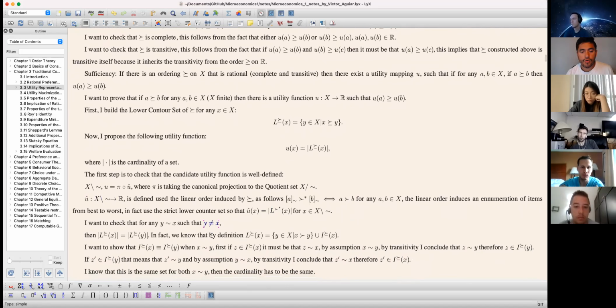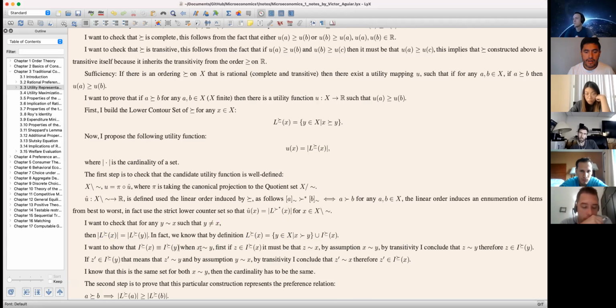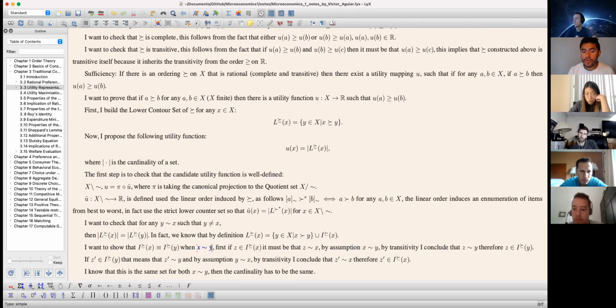I just have to show, right, that whenever I have two elements in the same equivalence class, then the lower contour sets of both are equal, right? In fact, we know by definition that the lower contour set is exactly the strict part, elements that are strictly dominated, union the indifference curve associated with X, right? So essentially, we know now that these two elements, X and Y, are indifferent to each other, right? We're going to use our properties, right?